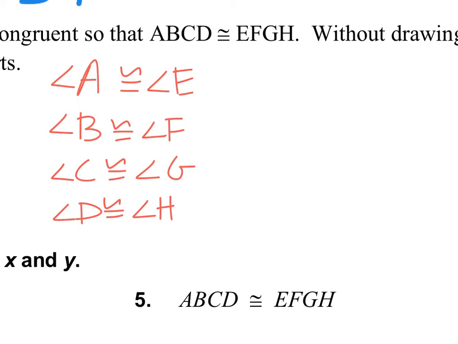You can do the same thing with the segments. So Ava, what do you think AB would be congruent to? Make sure when you write congruent statements for the segments that you put the bar over the 2 letters. Justin, what do you think BC would be congruent to?